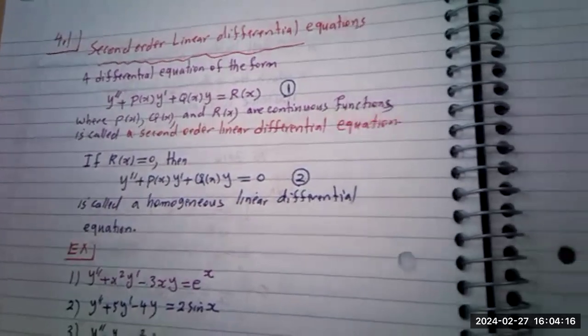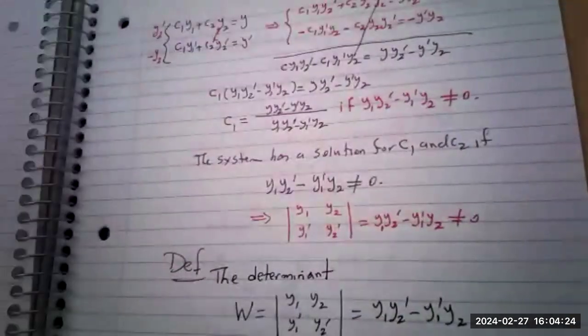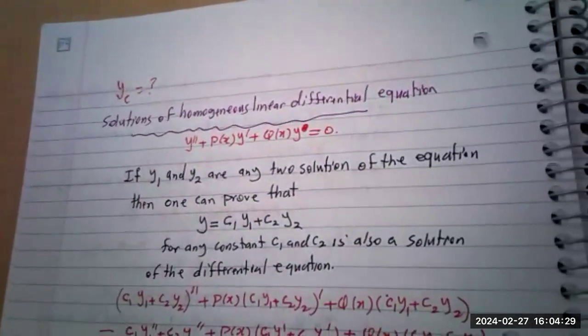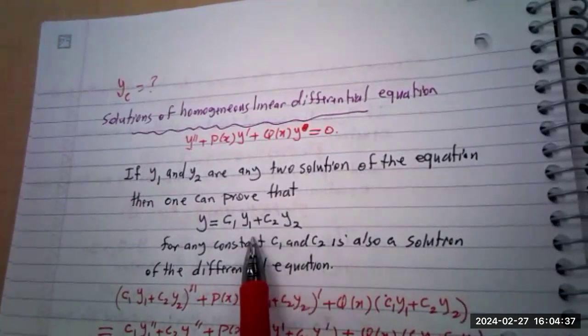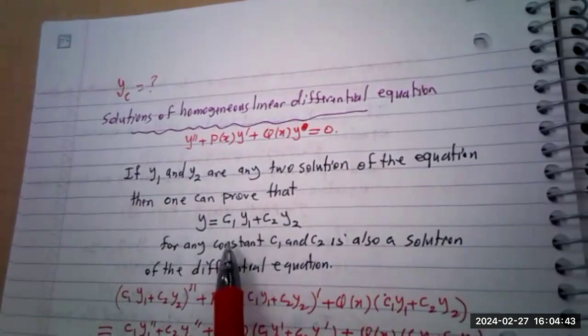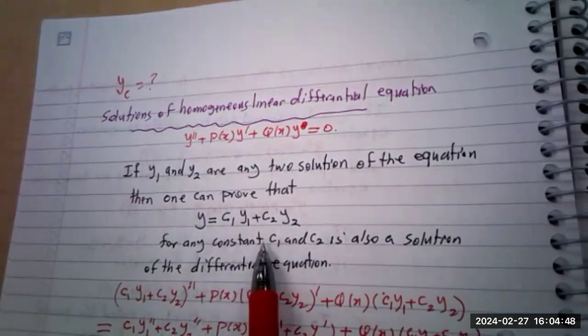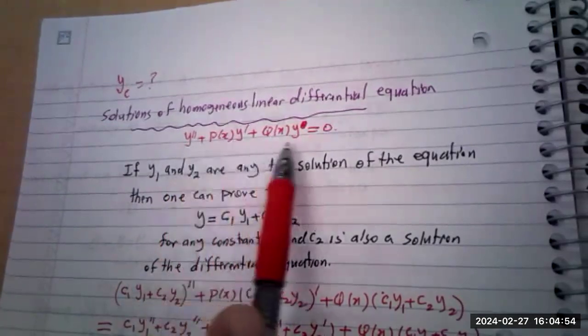So we did some work on the YC. We changed it to the homogeneous one, so we focus on how we're going to find this YC, the general solution of the homogeneous one. And we proved a theorem that if Y1 and Y2 happen to be two given solutions, then any linear combination, meaning you multiply the first one by a constant and add it to the second one, of Y1 and Y2 is going to be also a solution of the equation.